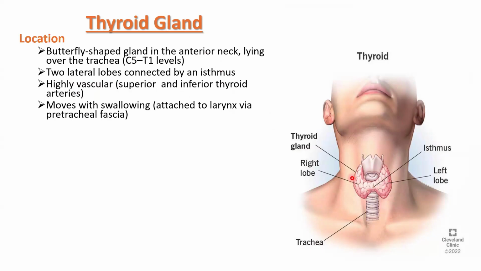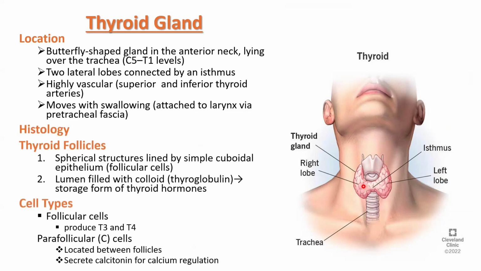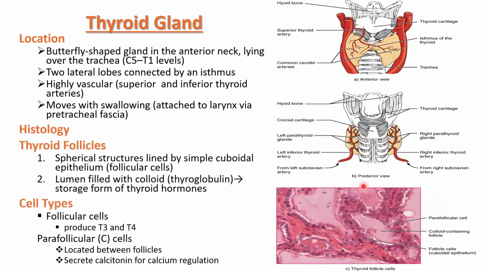Then, of course, when you swallow, when you rotate your neck, when you flex your neck, it moves with swallowing because it is attached to the larynx. This is the larynx. It's attached to the larynx by the pretracheal fascia. In terms of histology, I'd like us to appreciate this. These are the inferior thyroid arteries, and these are the superior thyroid arteries, in terms of blood supply.